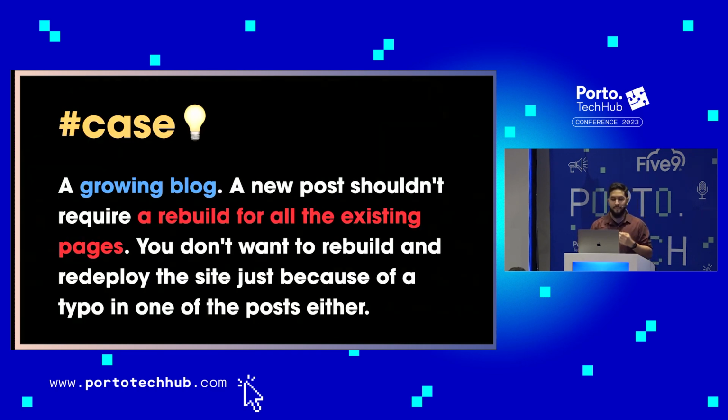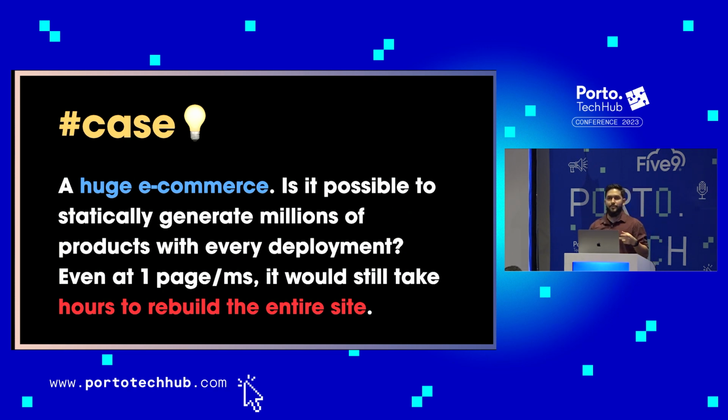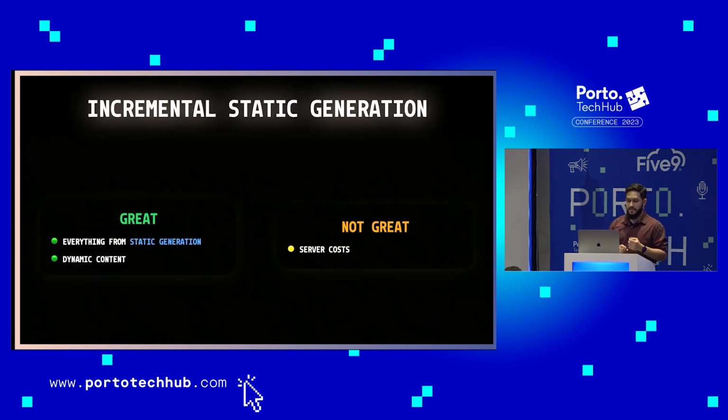And there are, again, a lot of use cases around this. One of them is a blog or any content page where you don't want a new post to require a full rebuild of the other stuff you had before and to redeploy and all of that. Or even for huge e-commerce sites. There are a lot of them that use headless CMSs and static generation. Imagine millions or thousands of items. You don't want a new product or a change to a product to cause all that. I'm talking hours and hours of CI builds.